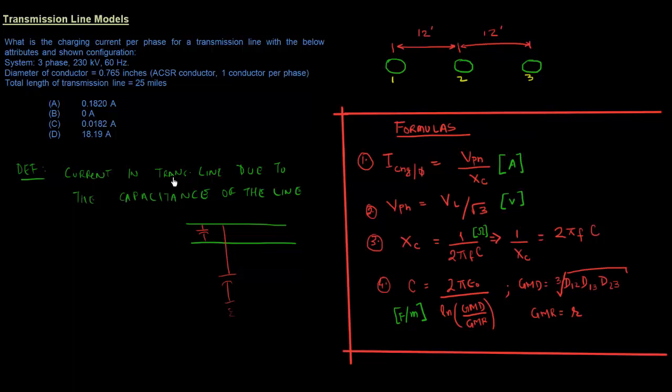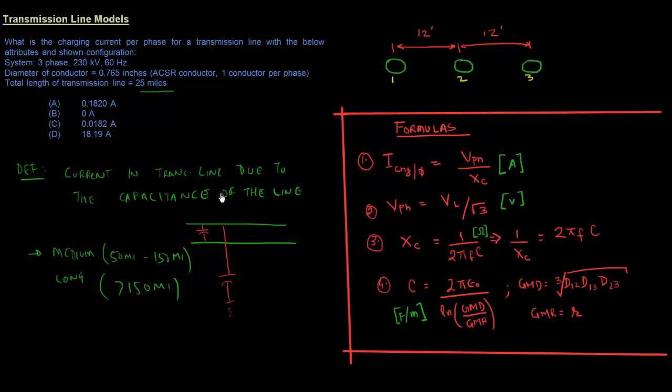charging current. This phenomenon is obviously present in all transmission lines, but it is more prominent in medium length lines and long lines. So medium lines are any lines that are between 50 miles to 150 miles long, and long lines are anything that's greater than 150 miles. So this concept of charging current is mostly accounted for in longer lines. In the problem that we've been given, it's only 25 miles.